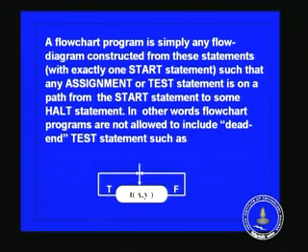A flowchart program is simply any flowchart diagram constructed from these statements with exactly one start statement, such that every assignment or test statement is on a path from the start statement to some halt statement. You may have more than one halt statement, but usually there is only one start statement. In other words, flowchart programs are not allowed to include dead end test statements such as this. That is, after performing this test, again you go here and keep on performing. You are not supposed to get into a loop like this.